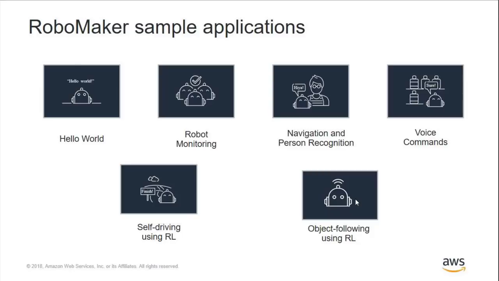We have robot monitoring application where we're using CloudWatch service, and the robot will continuously offload metric data like speed of the vehicle, distance to the closest obstacle into CloudWatch so that you can see near real-time monitoring metrics from Amazon CloudWatch. We have navigation and person recognition, where that robot will use Amazon Kinesis Video Streams to do live video streaming into the AWS cloud, and then use Amazon Rekognition to recognize the persons from the video stream.